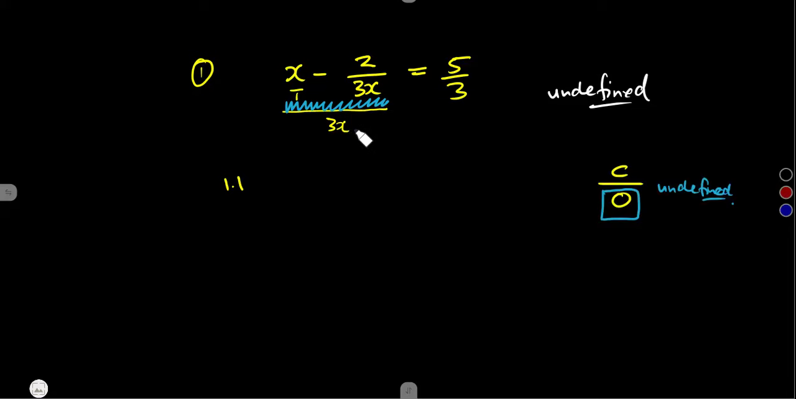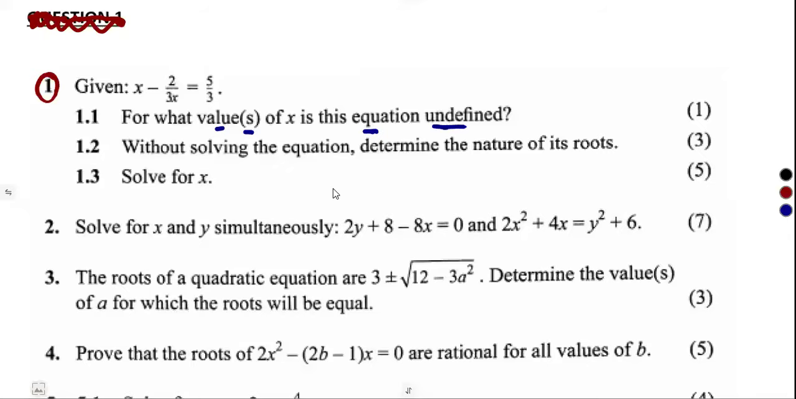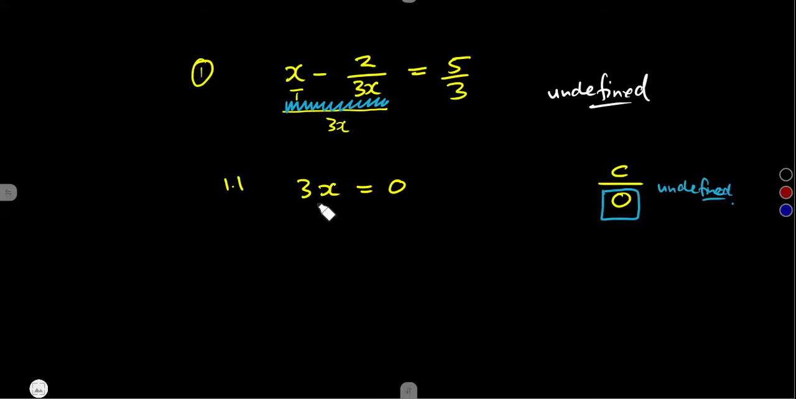So in that case, our denominator, which is the major case, 3x, must be equal to 0 for this to be undefined. As long as the denominator is equal to 0, whatever we are talking about becomes senseless in our mathematics. So we take that to be equal to 0. We have an equation. Remember, the question is the value or values of x. We must solve for x. We have an equation here, so let us solve for x.